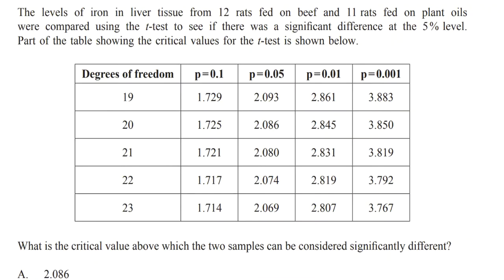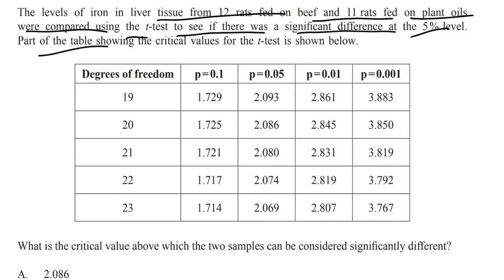The levels of iron in liver tissue from 12 rats fed on beef and 11 rats fed on plant oils were compared using a t-test to see if there was a significant difference at the 5% level. Part of the table showing the critical values for the t-test is shown below. We have the degrees of freedom listed here. We have the p-values here. What is the critical value above which the two samples can be considered significantly different?